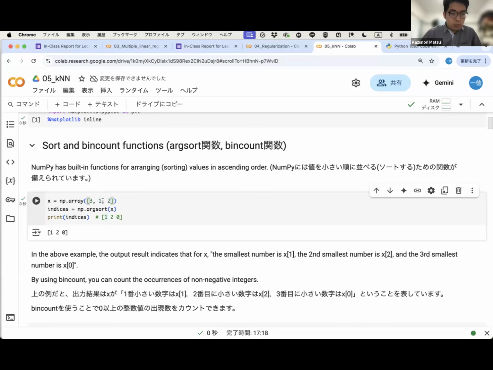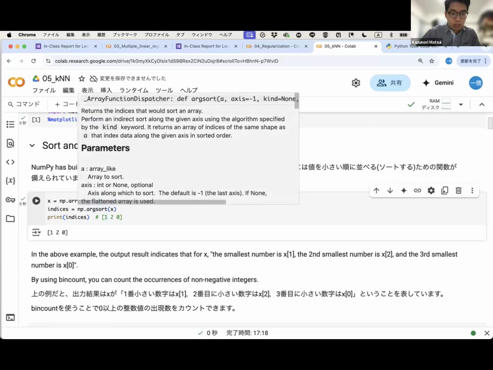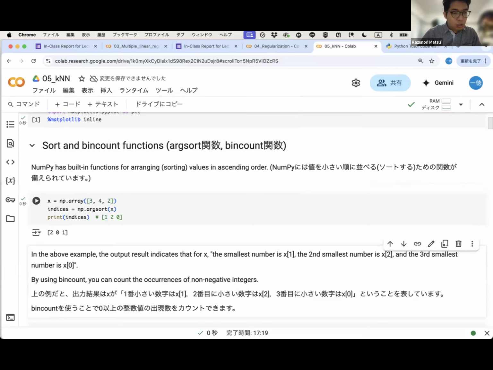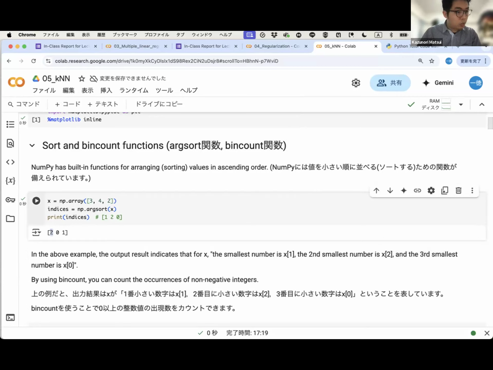If we change the value, for example like that, we obtain 2, 0, 1, indicating that x2 is now the smallest. Indeed, 0, 1, 2, x2 is 2. Indeed, x2 is the smallest number in X.